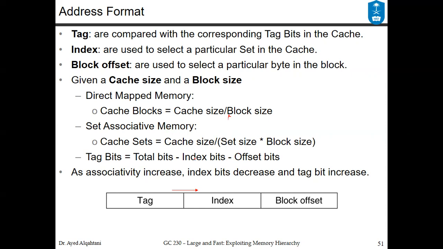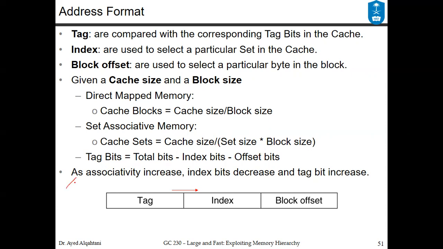Now, to get the tag bits at this point, using this equation based on the cache type, you get the index bits. And knowing the block size, you get the offset bits. So getting the index bits and the offset bits, and you know that the total bits is 32, the tag bits is the remaining bits.